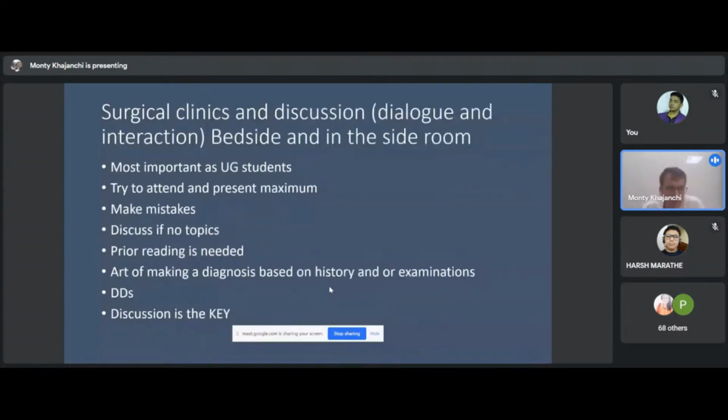Okay, another important topic I think Dr. Shraddha also had insisted on is surgical clinics and discussion. This is purely dialogue and interaction. You present the case, a short case, long case, instrument, whatever it is, maybe at the bedside or in the side room. But there is where the activeness from you guys would come into the passive mode.